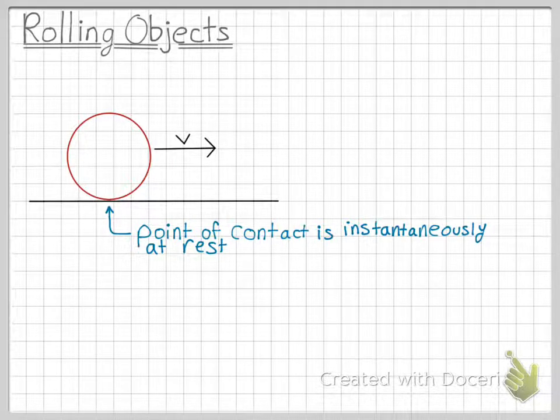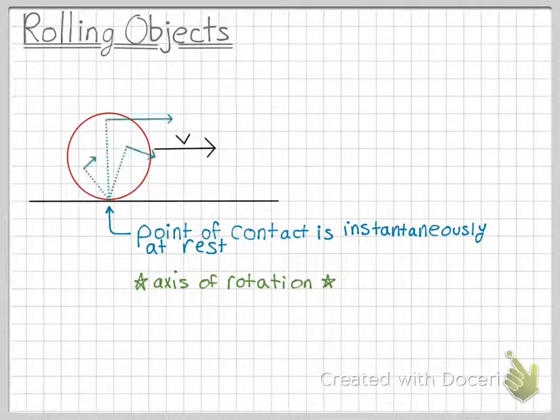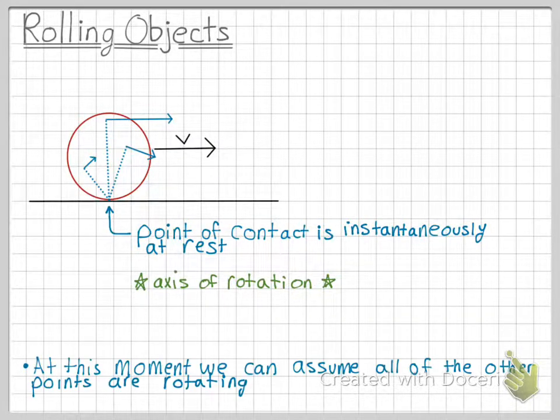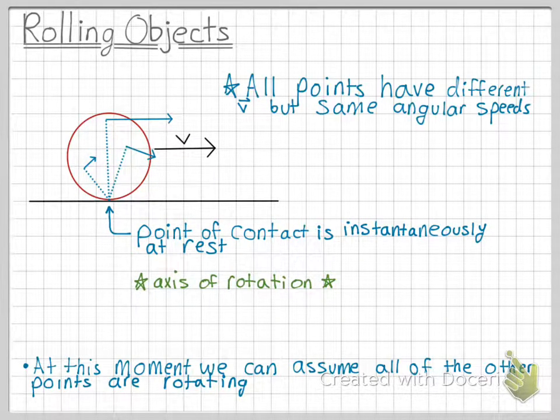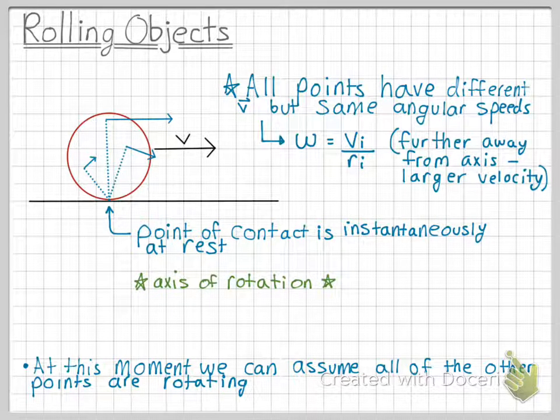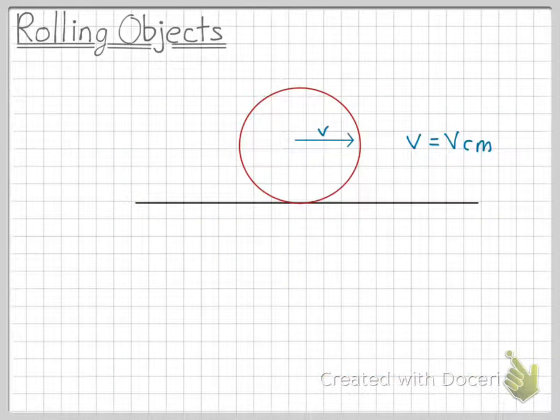So we will call this point the axis of rotation for the rolling disk. All of the other points on the disk are rotating with respect to this axis of rotation. And these points are going to have different velocities but the same angular speeds. Keep in mind that the angular speed is defined as a point's velocity divided by the distance away from the axis of rotation. So the further the point is from the axis of rotation, the faster velocity it will have, so everything balances out. Now let's approach this problem a little differently.